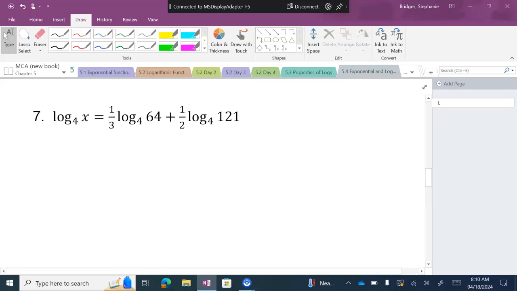Solving, we've got to look at, first of all, what situation do we have? Do we have logs equal to numbers or logs equal to logs?